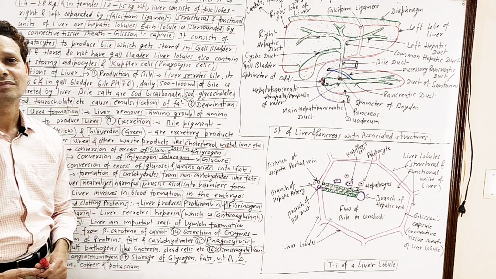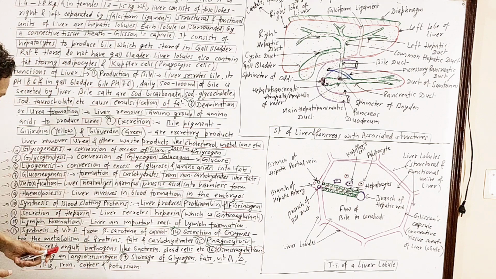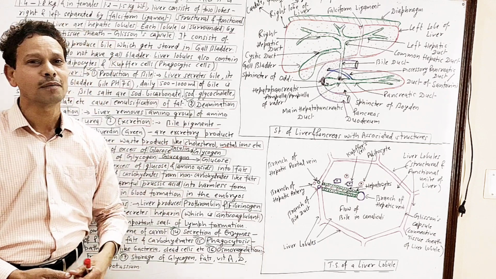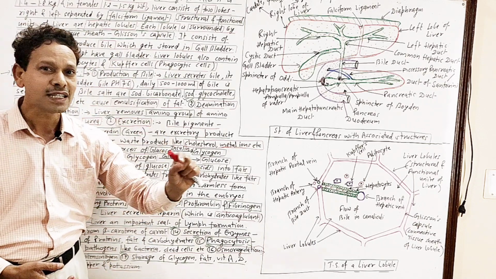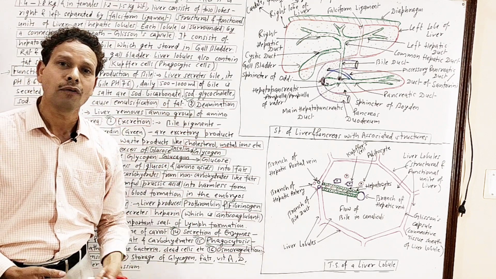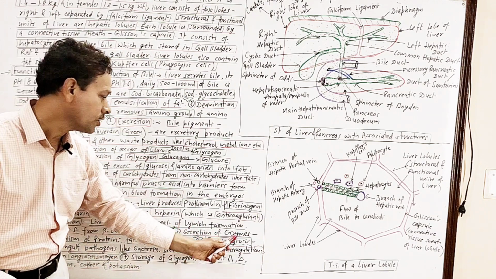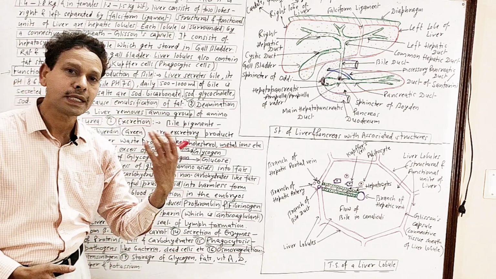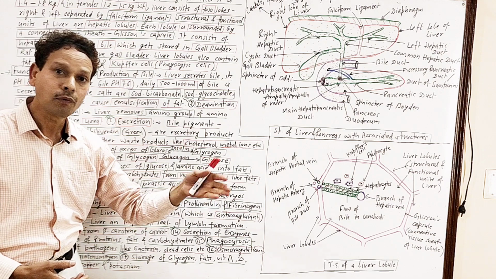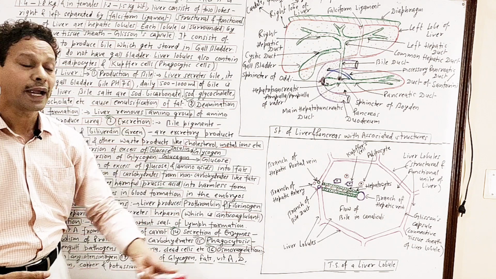Lymph formation. Liver is a main seat of lymph production. Synthesis of vitamin A. Dear students, liver synthesizes vitamin A from beta carotene of carrot. Secretion of enzymes. Liver is also involved in the synthesis of some enzymes, and these enzymes are involved in the digestion of carbohydrates, proteins, fats.